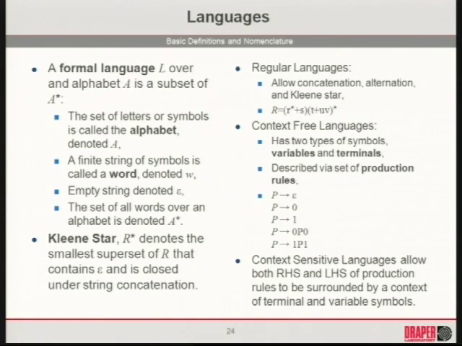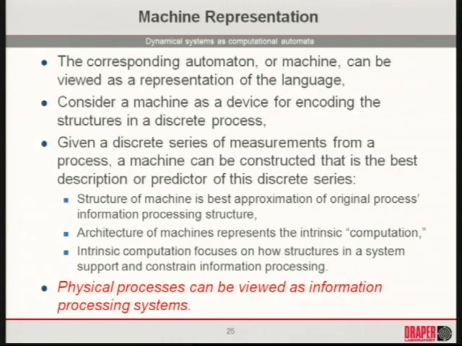Now, context-sensitive languages, I'm not going to get into those here, but they allow you to put in even more complexity. You can begin to put context on either side. You can say, if I've got some sequence here, then I apply this rule. If I've got this other sequence, then I apply this other rule. So as you can see, I just have to keep track of more and more information each time I go through this. The corresponding automaton or machine can be viewed as a representation of the language.